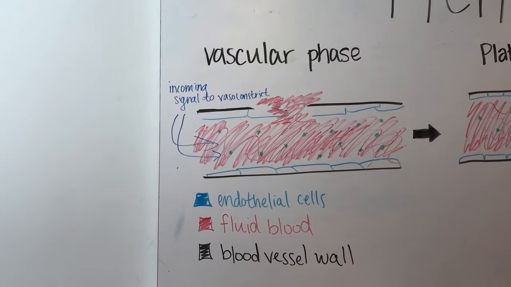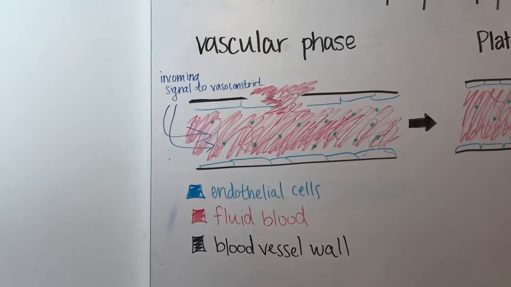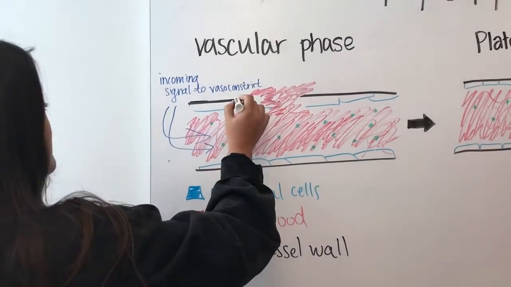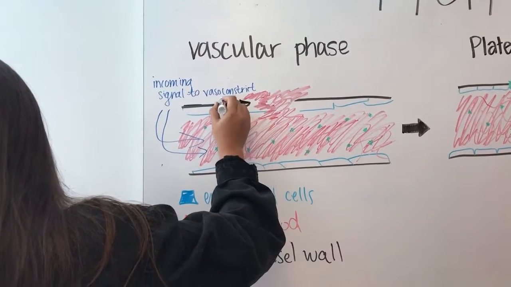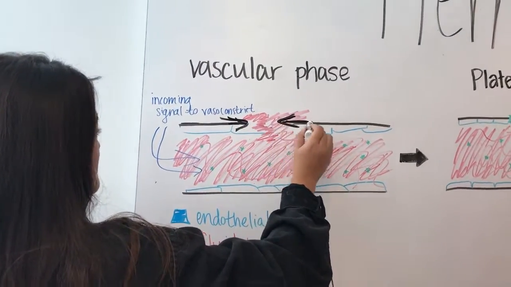As an injured vessel vasoconstricts, the vessel wall undergoes intense contractions that narrow the wound opening. This phenomenon is known as a vascular spasm, which reduces the amount of blood lost.